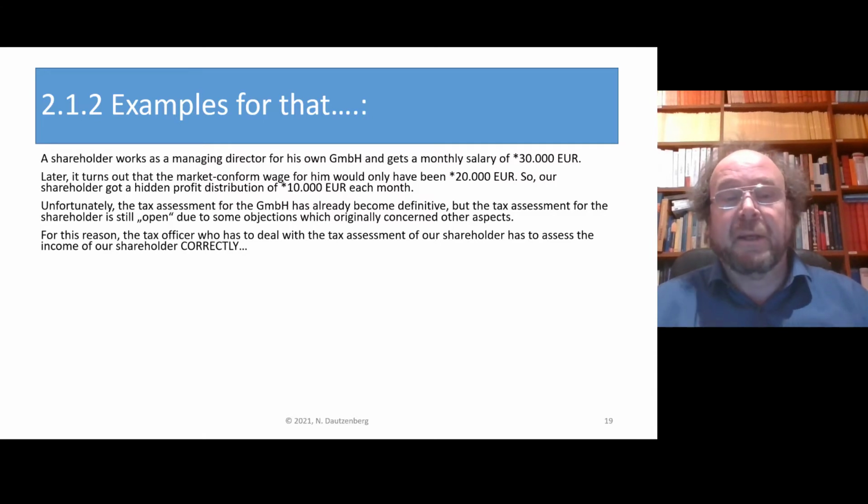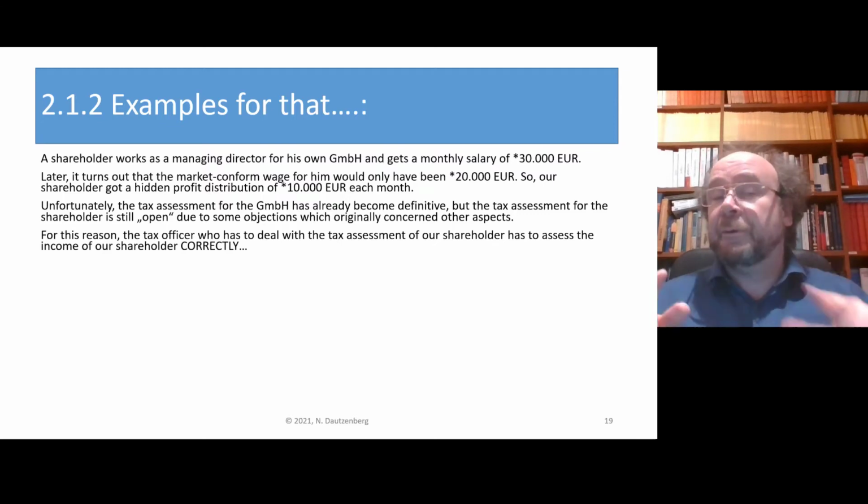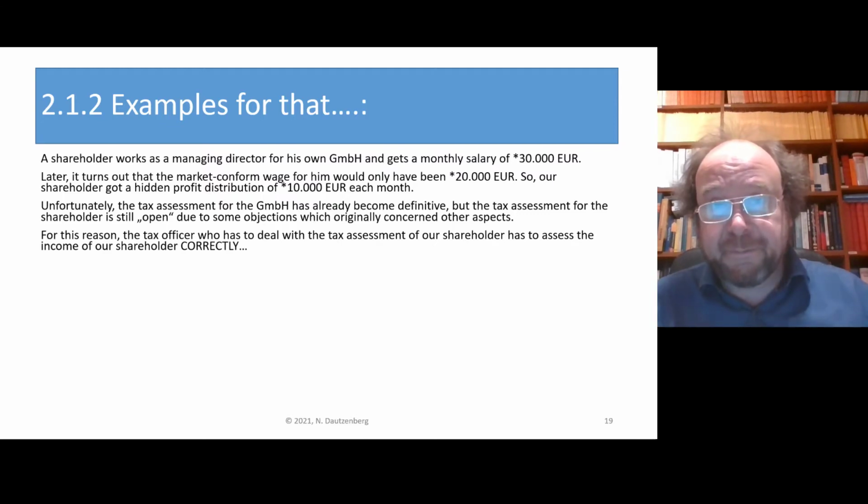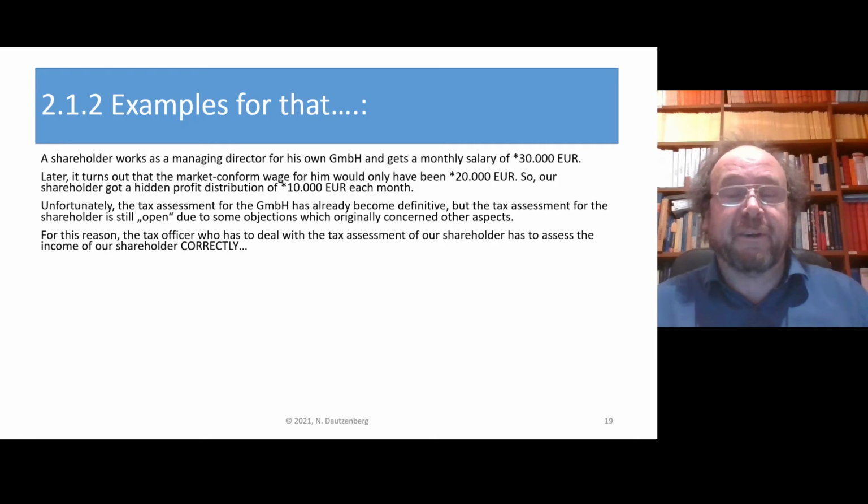That happens. And now, after a while, the tax advisor of the manager changes, and the new one says 30,000 can't be a wage. Adequate is only 20,000. I can prove it. What you got was not a wage. 10,000 per month were hidden profit distribution. So we tell that to the fiscal office, and now we claim the 25% reduced rate for that.